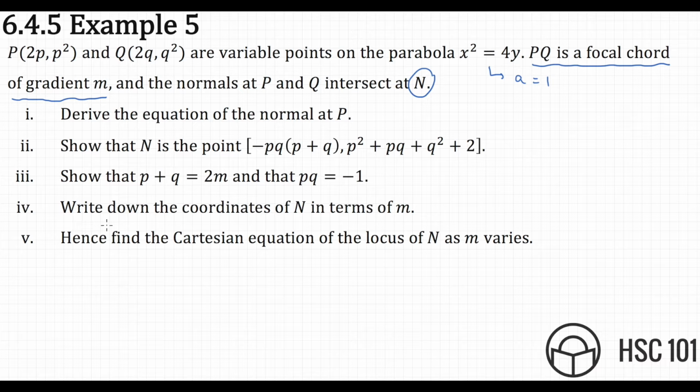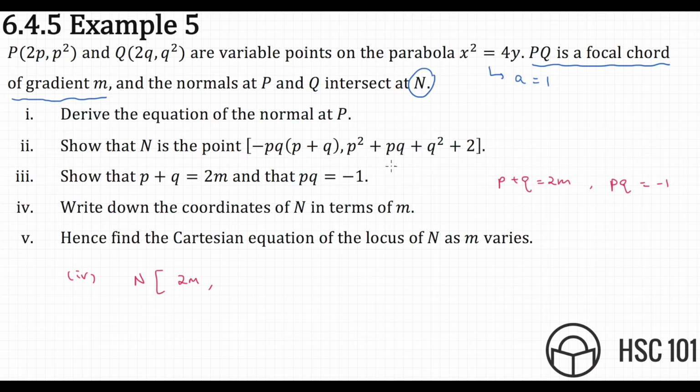Now we want to write down the coordinates of N in terms of m. I know that p plus q equals 2m, and p times q equals negative 1 from the conditions given in the question. So for part 4, N, which is given by negative pq, (p plus q): pq is negative 1, and p plus q equals 2m, so it's minus times minus 1 times 2m. That tells us the x value of N is just 2m.